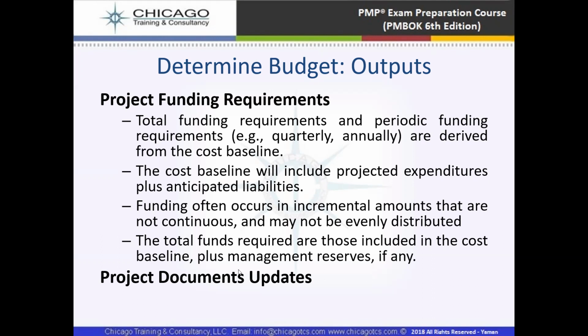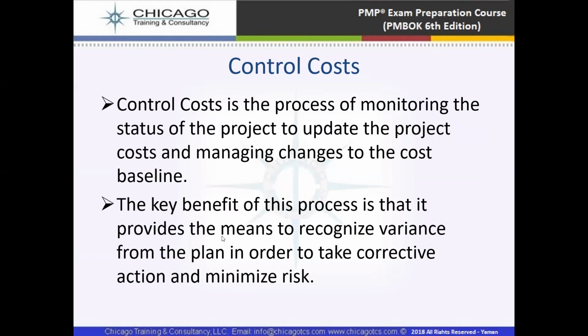And then we have the project documents, which we will update, we will update all our project documents. Then, since we have the project budget, we are going to control the cost. How to control the cost? We are going to see here in this process. This is the last process of the project cost management knowledge area. Now we are going to control the cost. How to control the cost?